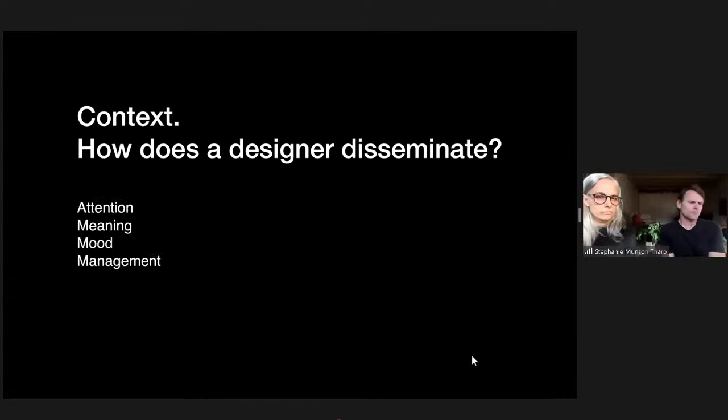So we present four dimensions for designers to consider when choosing or designing the dissemination context: tension, meaning, mood, and management. As an example of this, I'm going to play you a video of Liam Young's Electronic Countermeasures project.